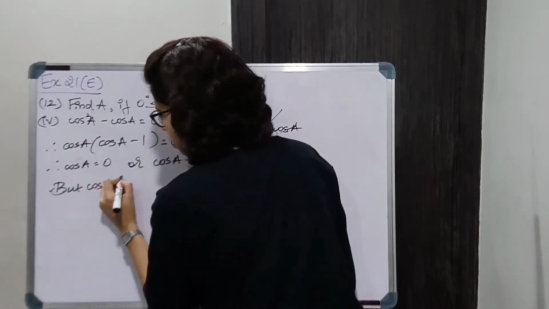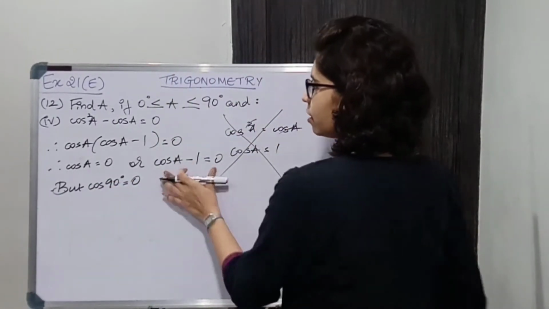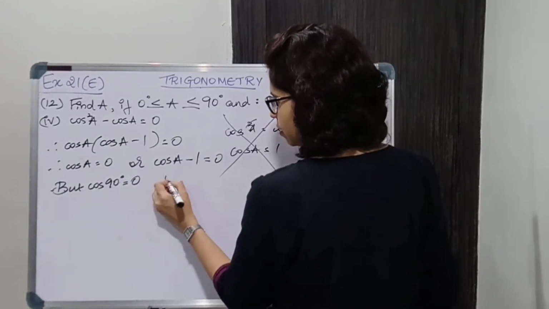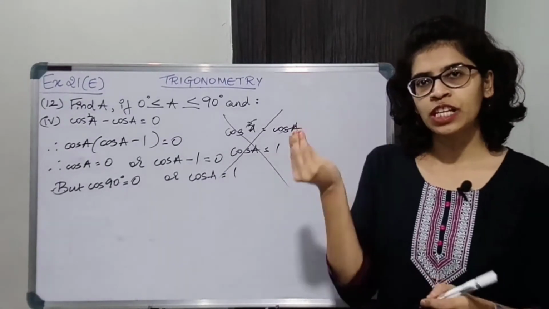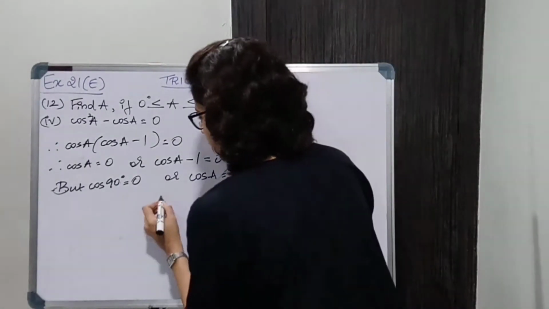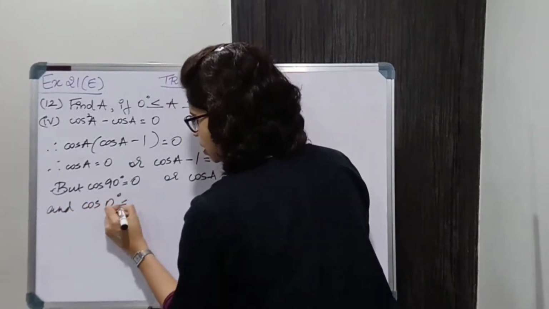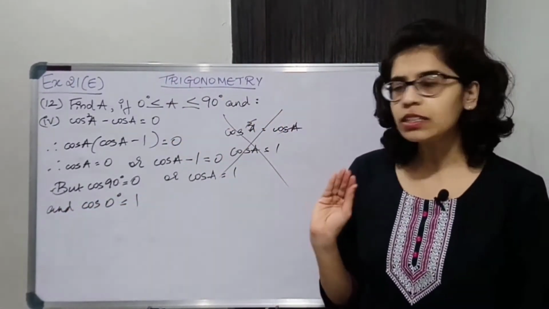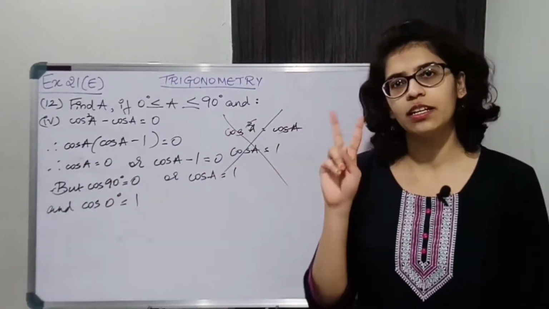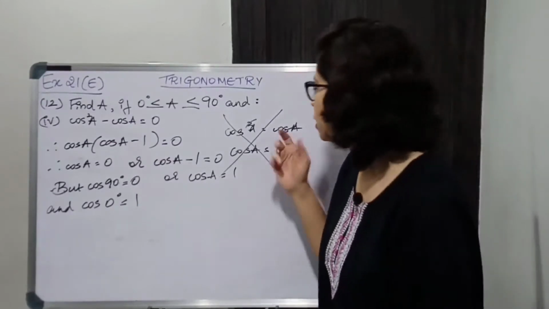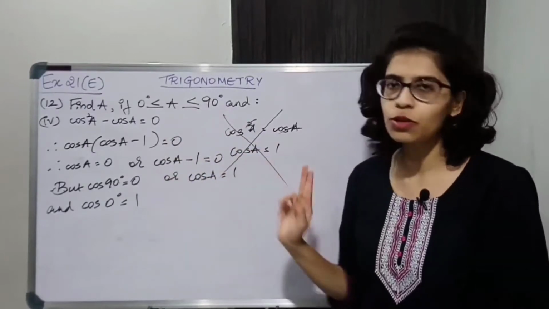Cos 90 is equal to 0. All right, and over here we have cos a is equal to 1. Cos of 0 is 1, and cos of 0 is equal to 1. So either a is equal to 90 degrees or a is equal to 0 degrees. There are two possibilities over here in this case. If you would have solved it like this, there would be only one possibility. There are two possibilities in this case.